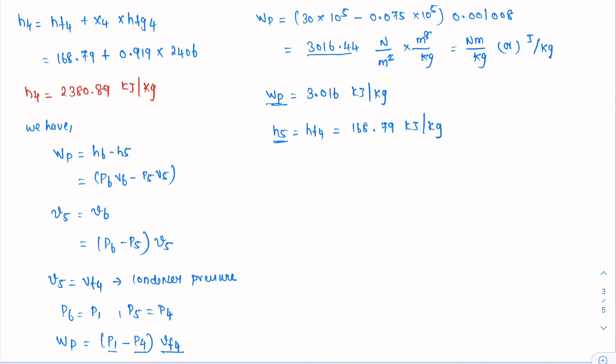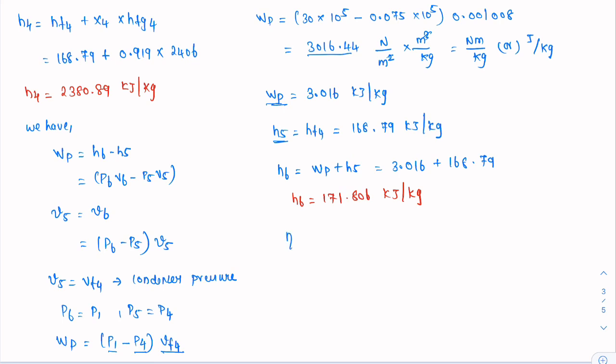H6 will be equal to WP plus H5, which is nothing but 3.016 plus 168.79, and H6 is equal to 171.806 kilojoule per kg. And now we have all the values for calculating the efficiency of the reheat Rankine cycle. So by substituting these values, you can find the efficiency.